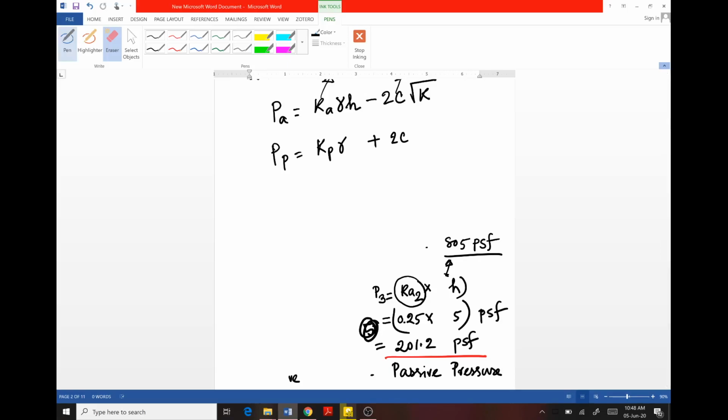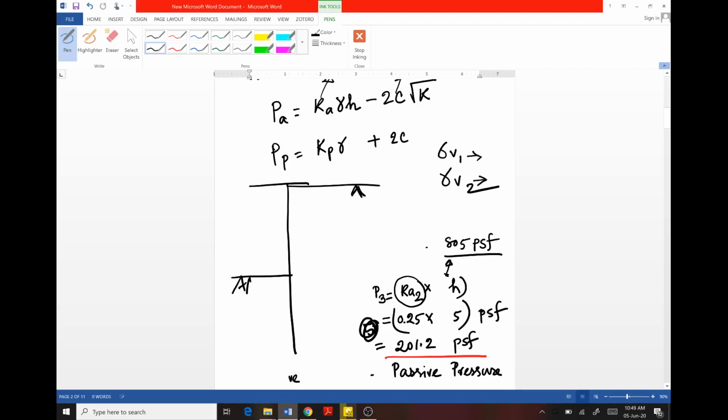Now let's resume back to the rest of the problem. We have already determined the value of H. I will draw the problem again for your convenience. We have already determined the value of effective overburden pressure of sigma V1, sigma V2, and the corresponding lateral earth pressure P1, P2.